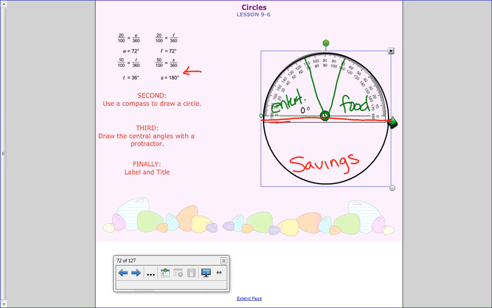And then finally, this last 36% stands for T, and that is transportation. Couldn't quite remember. There we go. So now I have all the pieces to it, so now I can give it a title, which is Jackie's Weekly Budget. I like to make it nice and easy, and if they have a title already, use the one they give you. So Jackie's Weekly Budget.